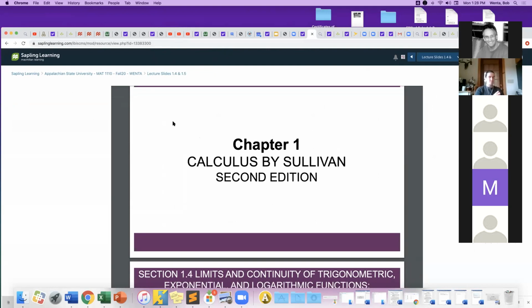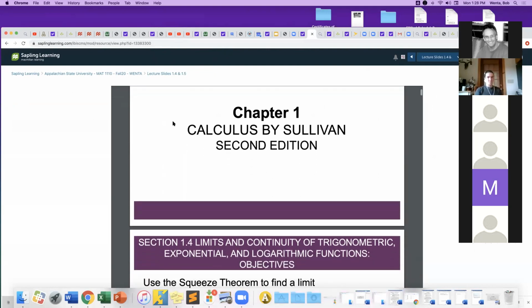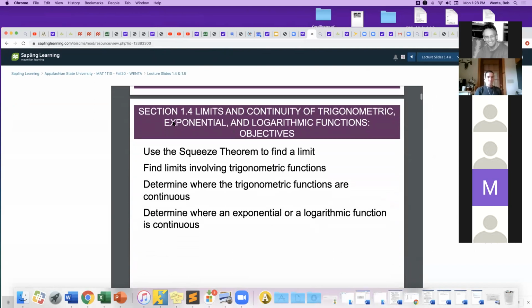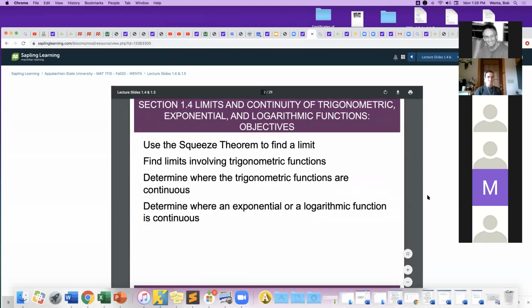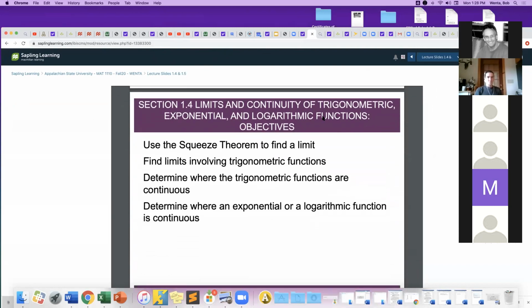Take a look at this with me. I'm going to move through quickly. There's only a few slides here. Section 1.4 deals with the limits and continuity of trigonometric, exponential, and logarithmic functions. Objective: use the squeeze theorem. The book used the squeeze theorem as the proof for the first limit we were just talking about, and I didn't choose to do that. So I'll bring the squeeze theorem up later, but we're going to move on to the other stuff.